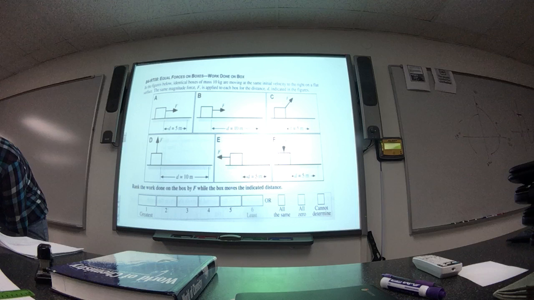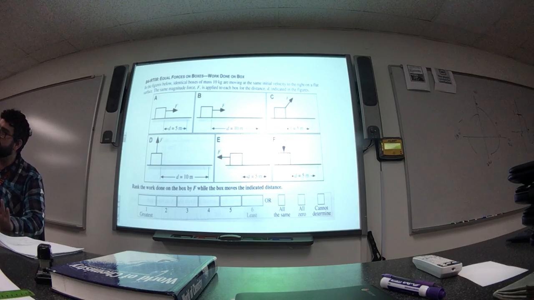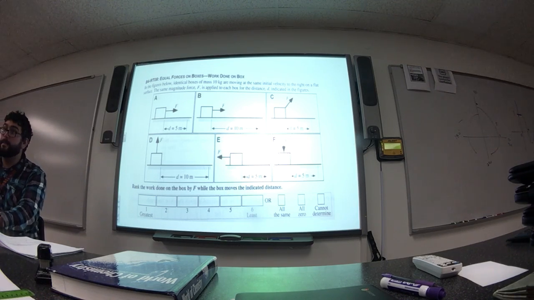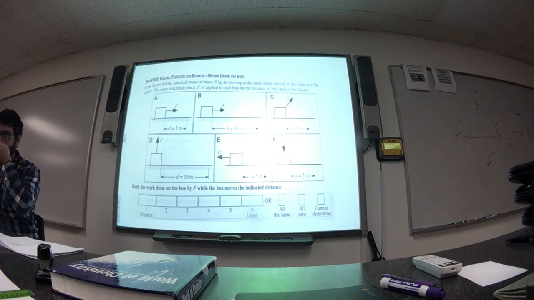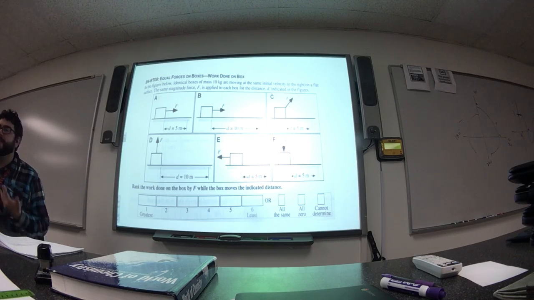I've got 6 scenarios, and in all 6 of these scenarios, the box is identical. Same mass, same surface, same shape, same everything. In all 6 scenarios, I'm applying the same magnitude force. I'm applying it in different ways, but the same magnitude force. In the 6 scenarios, they're going to have different displacements. Does that make sense? This displacement already occurred.